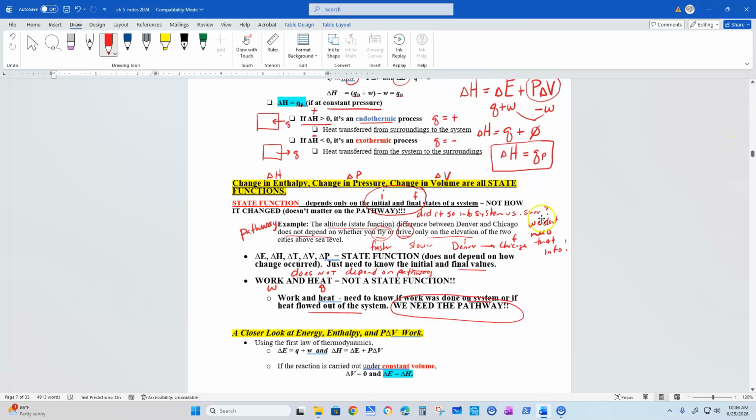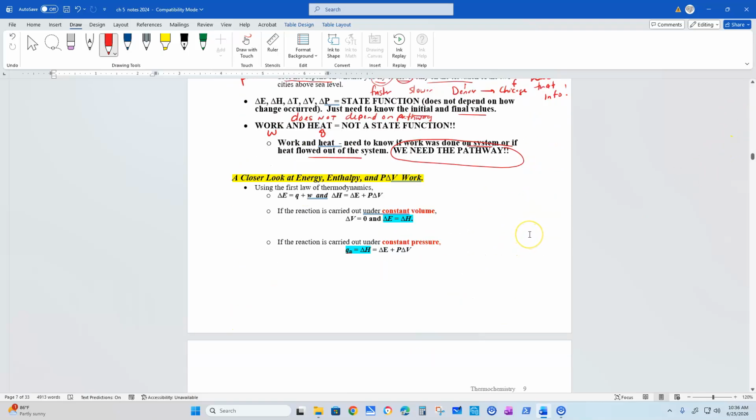So in conclusion, because we're going to practice these equations in class, okay? If you look closer at energy, the first law of thermodynamics says delta E equals Q plus W, and delta H equals delta E plus P delta V. We already know what happens at constant pressure, okay? We already derived that right above. Q equals delta H. But what if it's constant volume? So look at this equation.